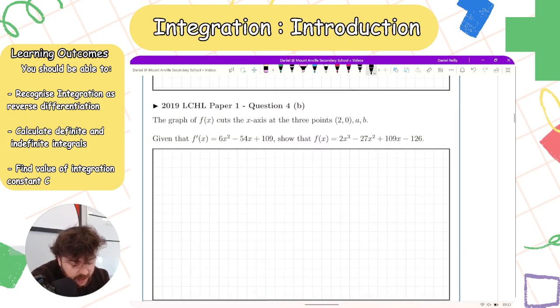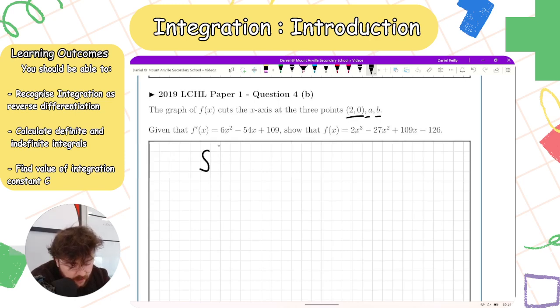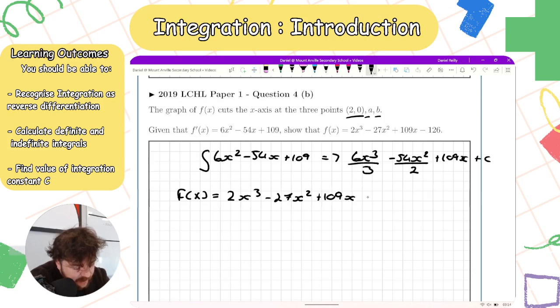And finally, last one here, the graph of f of x cuts the x-axis at 3 points, 2, 0, a and b. Given that the derivative is this, show that the integral is this. So I'm going to integrate 6x squared minus 54x plus 109. And that will be 6x cubed all over 3 minus 54x squared all over 2 plus 109x plus c. So my function f of x is equal to 2x cubed minus 27x squared plus 109x, then plus c.